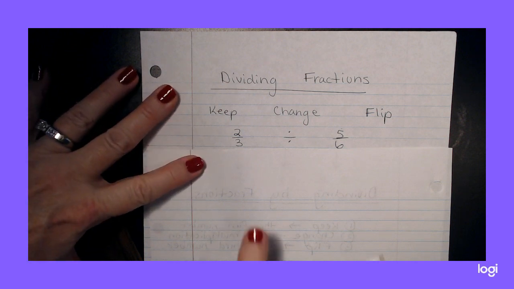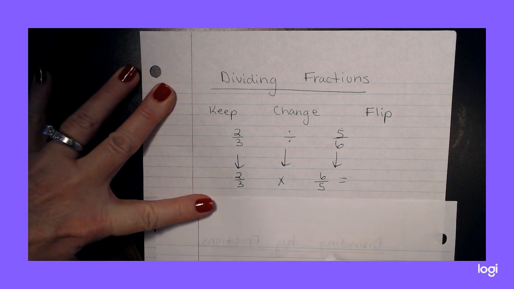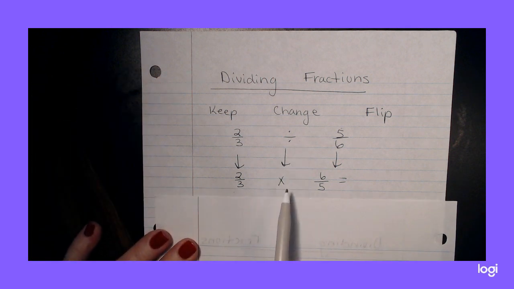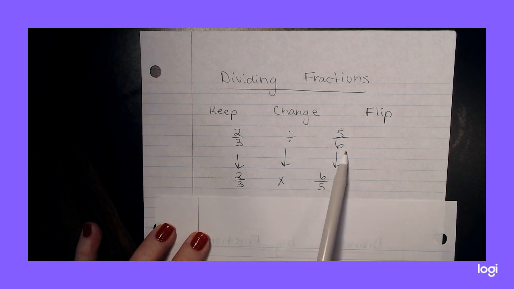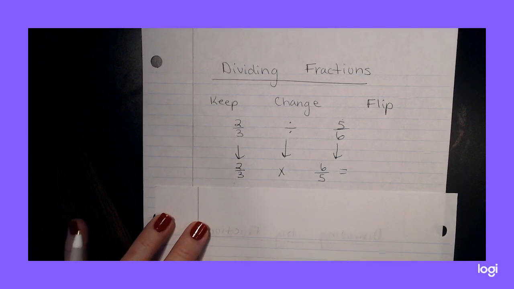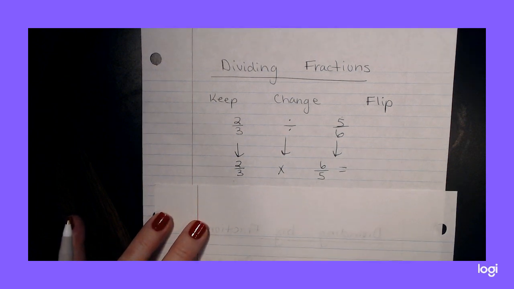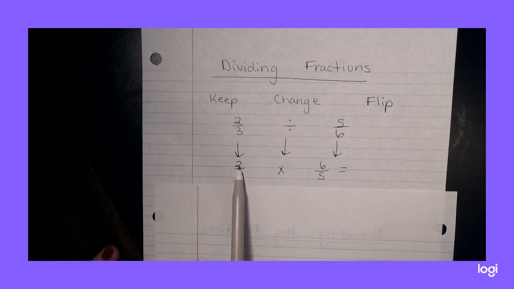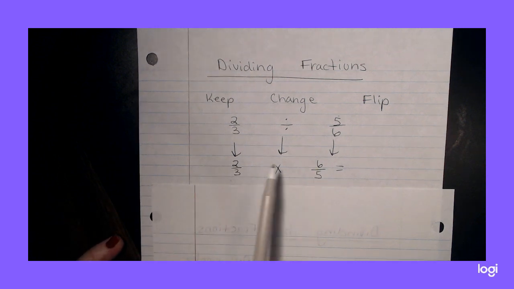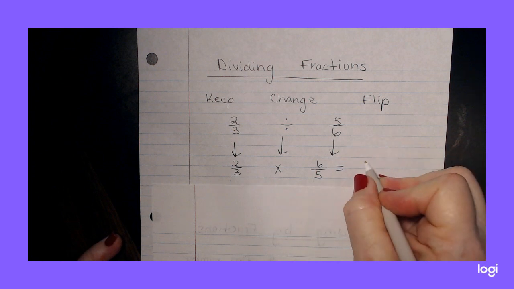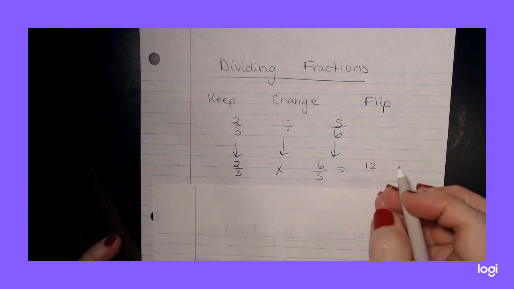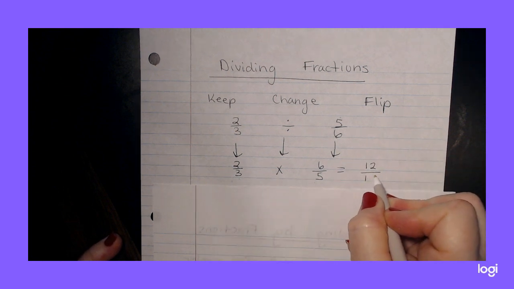I'm going to keep the first one. I'm going to change the division to multiplication, and I'm going to flip 5/6 to 6/5. Now the nice thing is we just multiply like we've done in the past. We multiply the top number, which is known as our numerator. So we take 2 times 6, which is 12, and 3 times 5, which is 15.